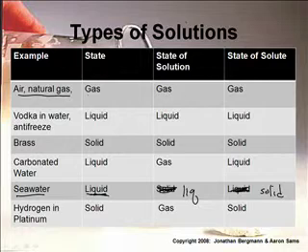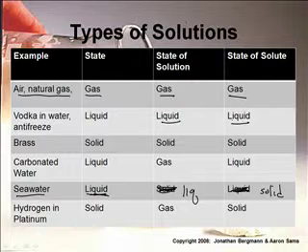Air, natural gas, is actually a solution. What you're breathing right now is a solution where the solvent and the solute are both gas. You've got oxygen and nitrogen dissolved in each other, really. Or vodka and water, or antifreeze, liquid and liquid, two liquids dissolved in each other. We'll actually show that in a little bit. Solid would be like brass, two solids dissolved in each other. It's kind of an alloy. Carbonated water, you have a gas. These are backwards, aren't they? Yes, they are.